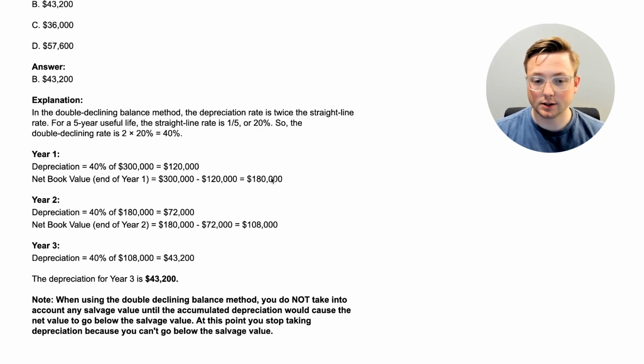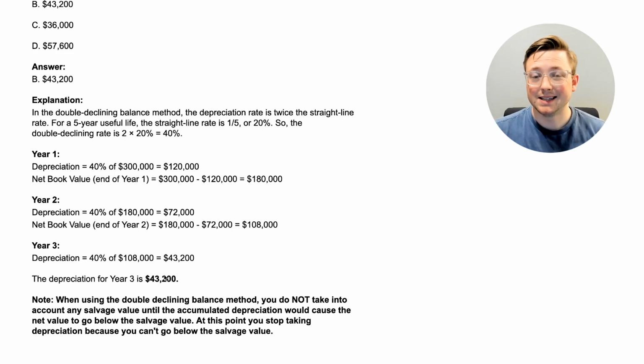So let's continue. Net book value for year 1 is the $300,000 less the $120,000. That gives you $180,000. Now in year 2, again, we're not doing $120,000 again. We're doing 40%, which is double the 20%. So 40% of $180,000 is $72,000. That's the depreciation. We subtract that from the $180,000, and that gives us a net book value of $108,000. Now in year 3, we have, again, 40% of $108,000, and that gives us $43,200. So that is the depreciation for year 3.